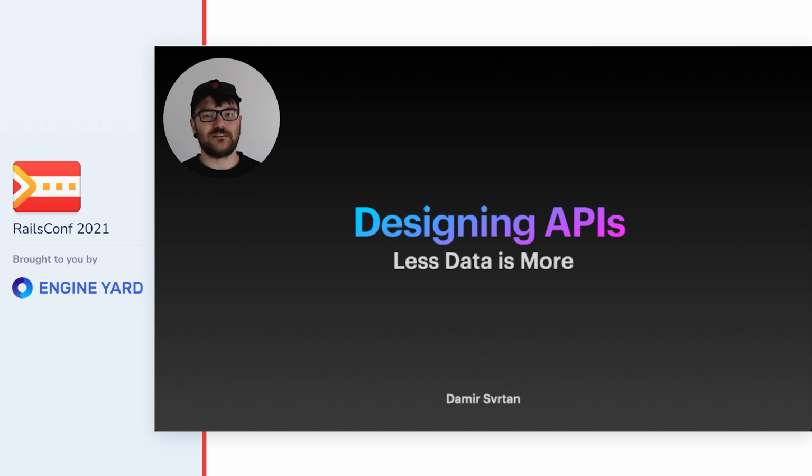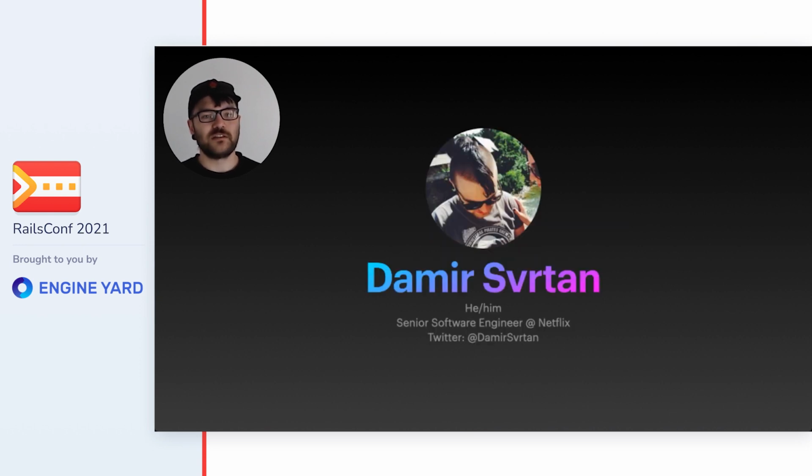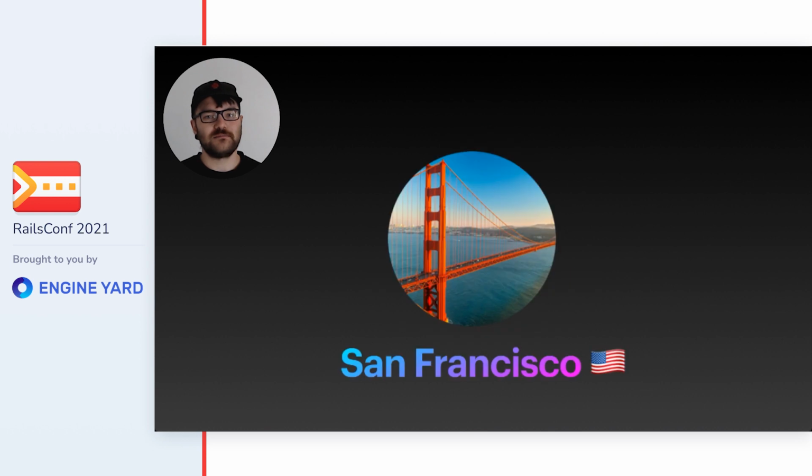Let me introduce myself. My name is Damir Svrtan, my pronouns are he, him, and I work as a senior software engineer at Netflix, where I spend most of my time building APIs. I'm recording this from San Francisco. That's where I'm currently based and where I moved about 3 years ago.